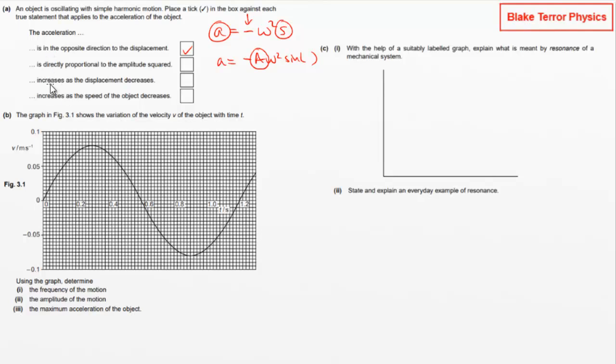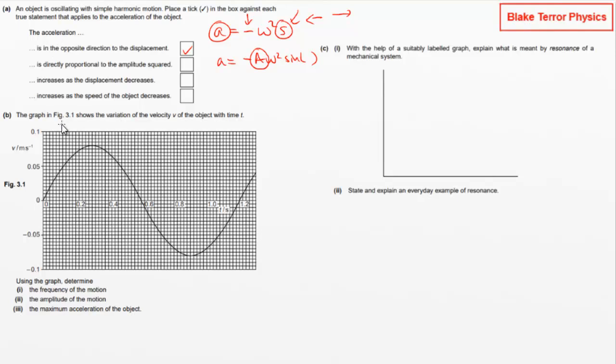Does the acceleration increase as the displacement decreases? No, it doesn't, because displacement is a vector, so it depends which way we're going, in which direction. So it needs to be symmetrical. And if we've got a vector, then we need the same thing to happen in both directions, for positive and negative displacement. So that can't be the case.